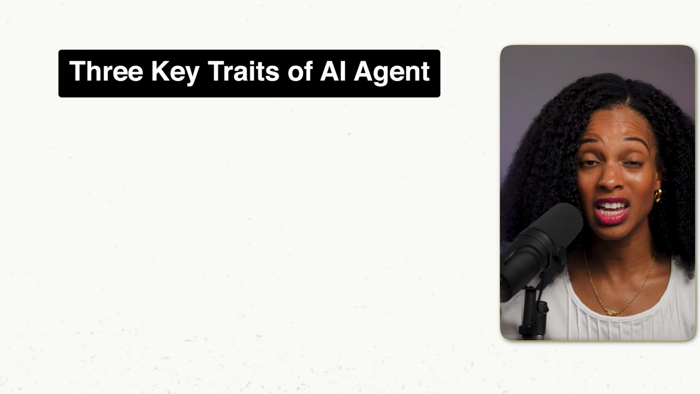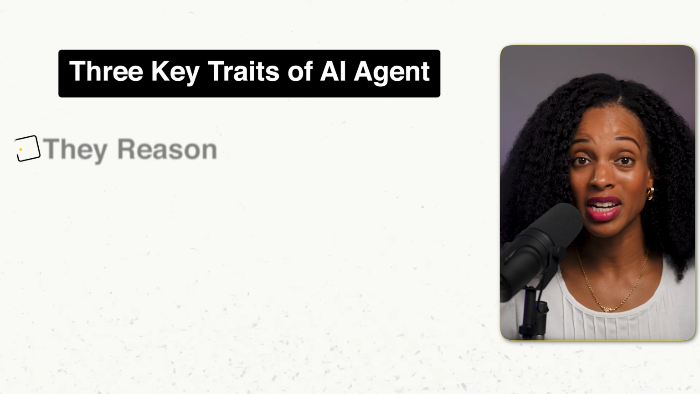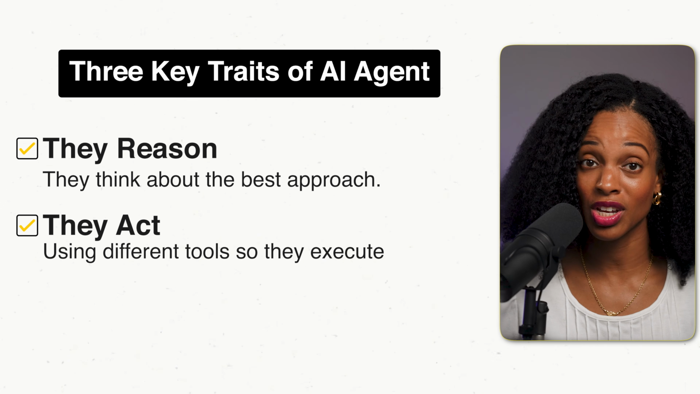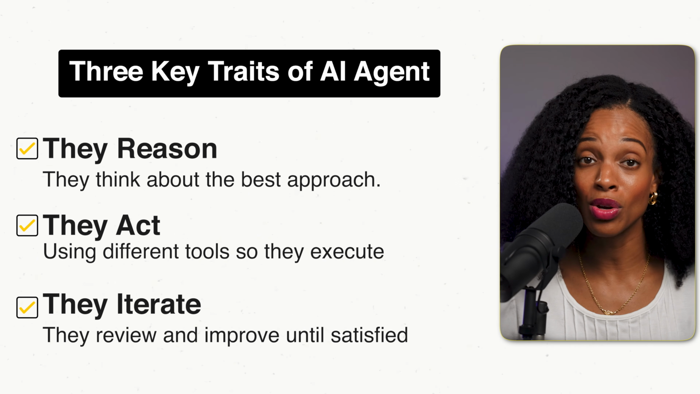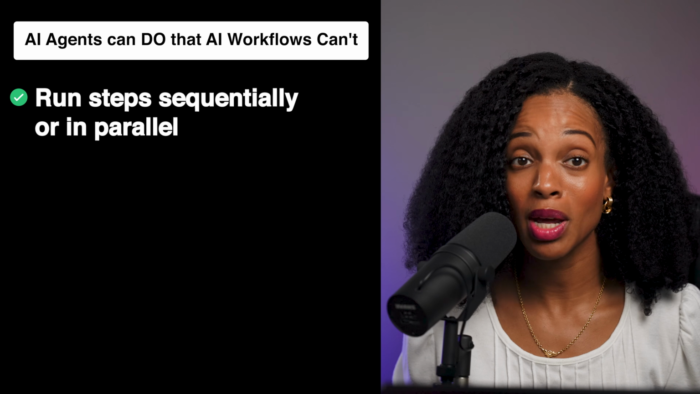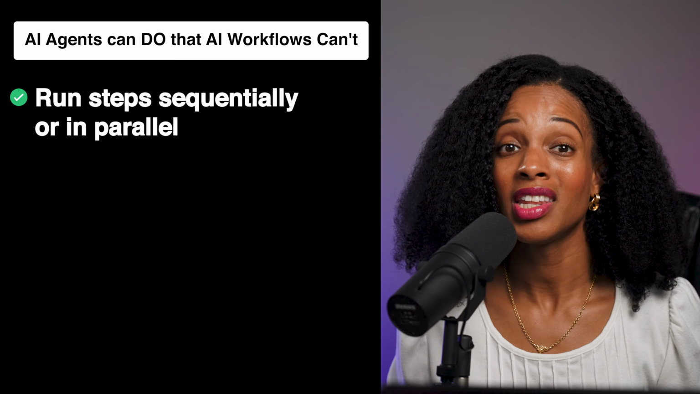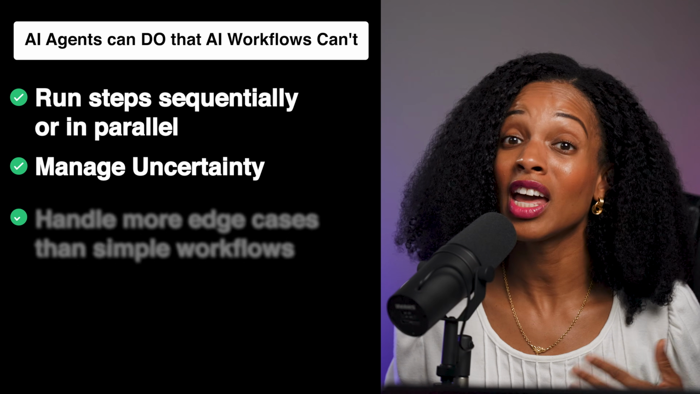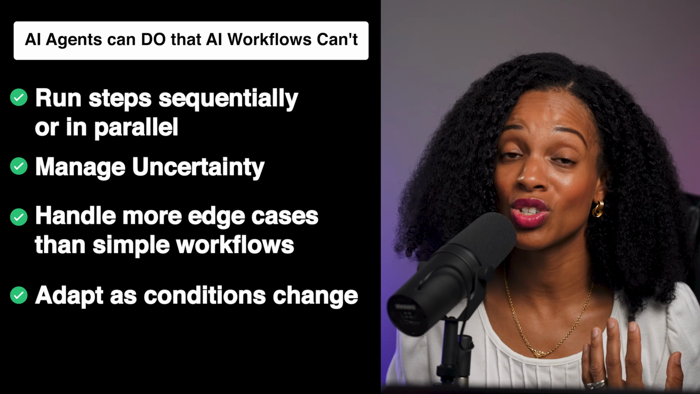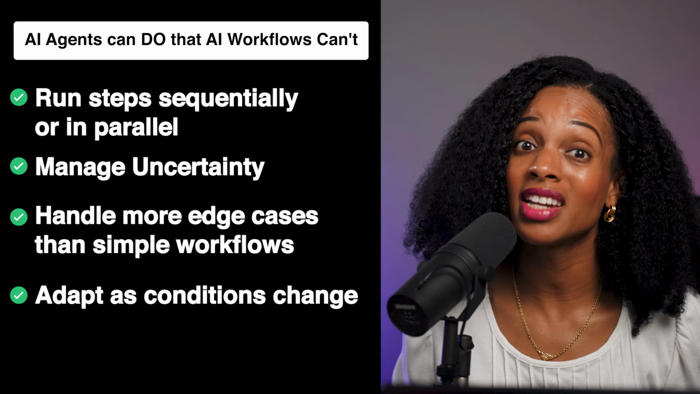Here are the 3 key traits of an AI agent. They reason, they think about the best approach. They act using different tools, so they execute. And they iterate, so they review and improve until they're satisfied. Here's what AI agents can do that workflows can't. They can take multiple steps in a sequence or parallel. They can manage some uncertainty. They can handle more edge cases than simple workflows. And they can adapt as conditions change, at least when they're well designed and tested.